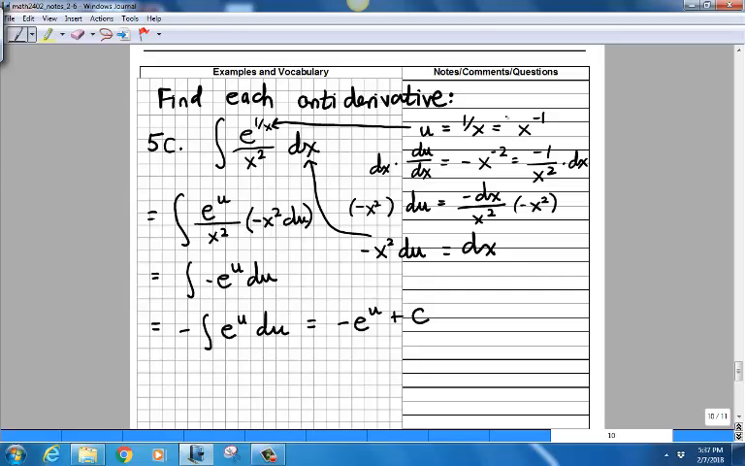And now let's undo our substitution. Of course, u is equal to 1 over x, so we get the antiderivative in terms of x is minus e to the 1 over x plus a constant. And there's our antiderivative.